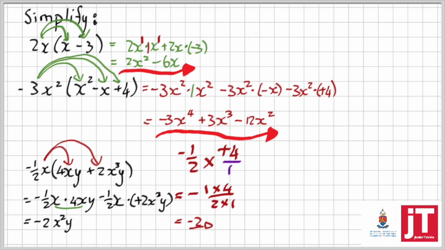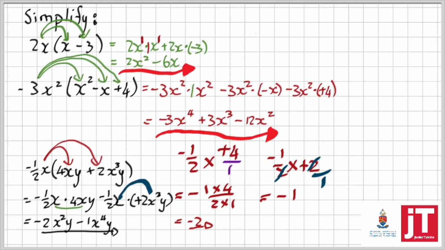Next up, I'm going to have a look at the negative one half, and times it by positive 2. Now, negative times by plus is, of course, a minus, and a half of 2 is 1. Remember, I can put that 2 over 1, and then it simply cancels out, so I'm left with negative 1. The x times by the x to the 3 gives me x to the 4. And then I'm left with y.